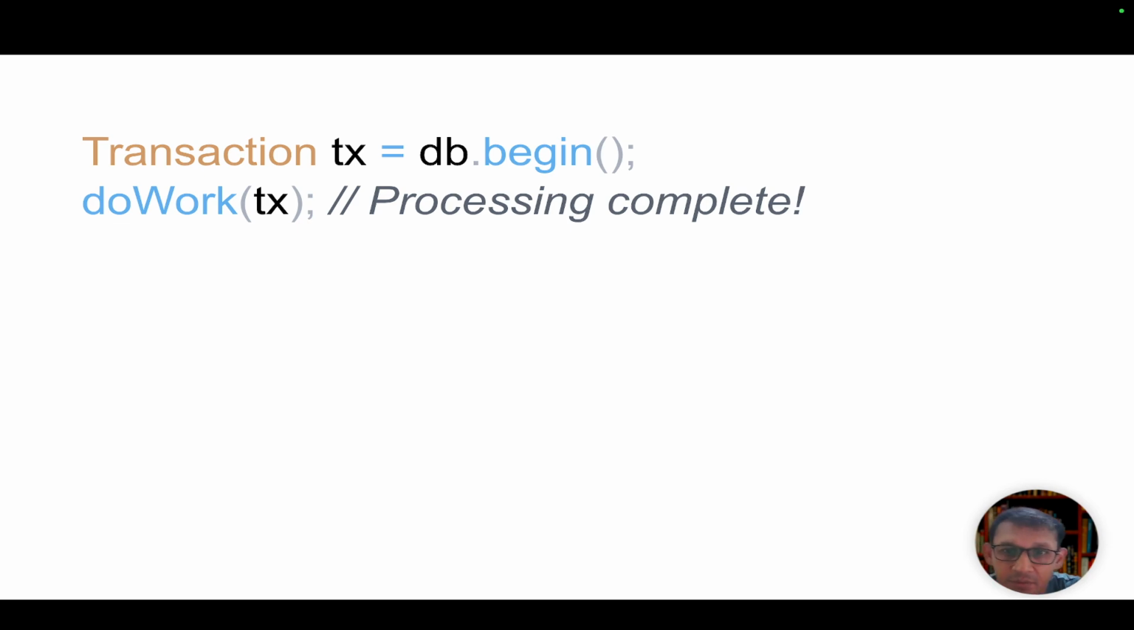Let me start with a piece of code that looks completely safe. Take a look at this. This code compiles perfectly. It looks safe, but there's a silent bug that could corrupt your data in production. Can you spot it?